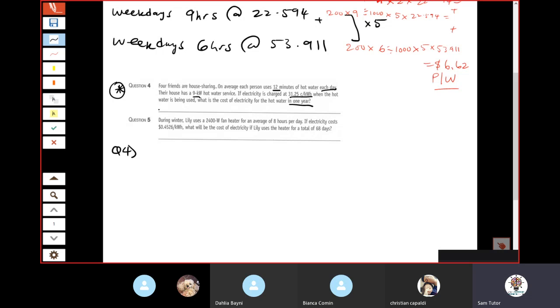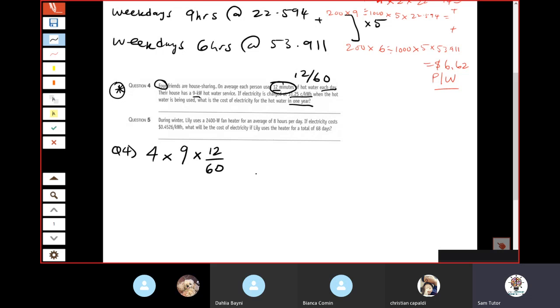So you start from the top again. Everybody misses that number there. So 4 friends, so we're going to remember that there's 4 of them. On average, each person uses 12 minutes of hot water each day. We can't use 12 minutes, it's going to be 12 over 60. We've got to have it in terms of hours. Their house has a 9 kilowatt service, so 4 people times 9 kilowatts. It's already in kilowatts, so I don't have to divide by 1,000. Times the hours they use it, which is 12 on 60.